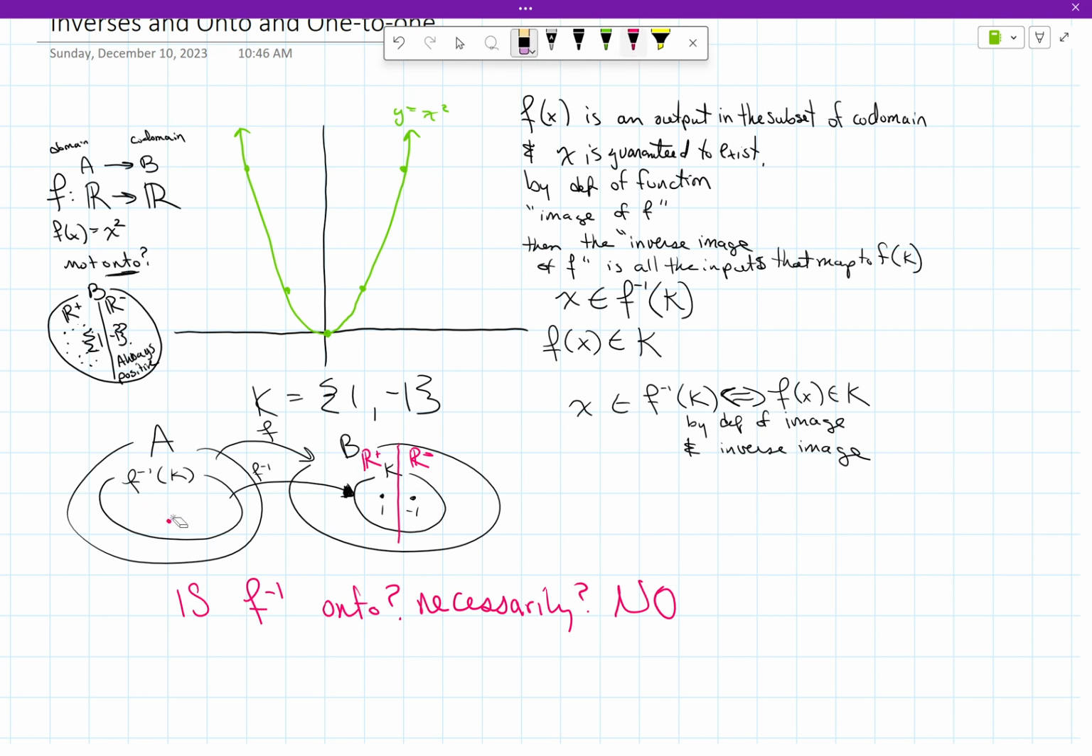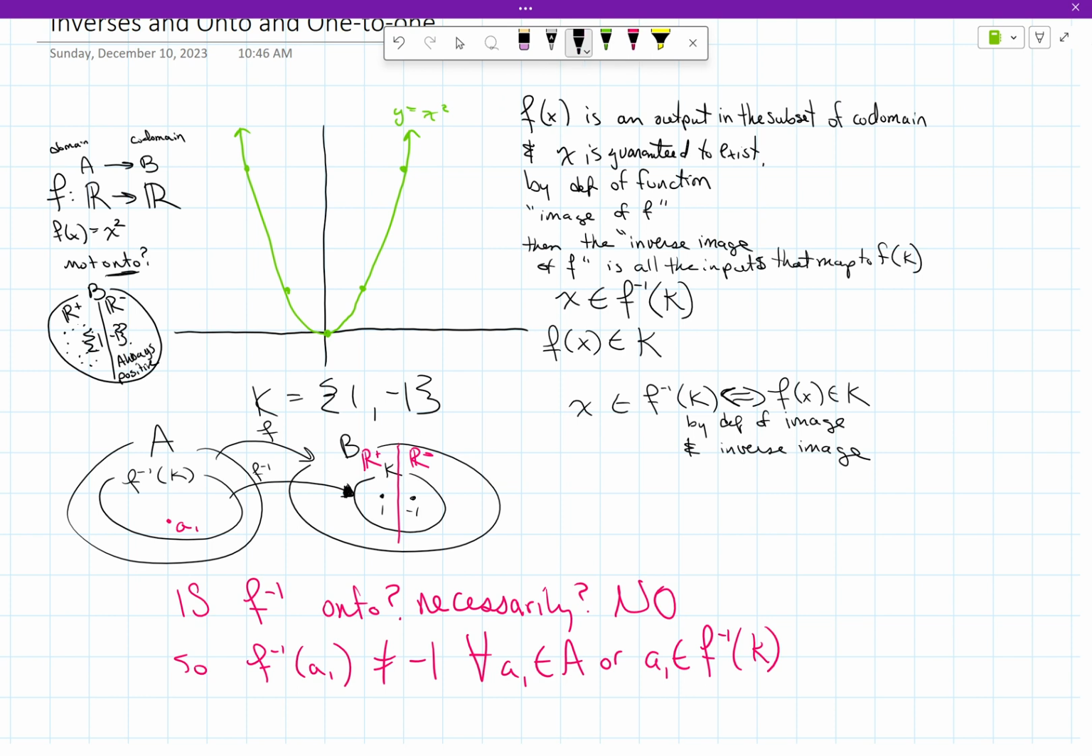So there is no element here, and I'm going to call it an A sub 1. There does not exist a map to here. Nope, that just is not a thing. You can't draw it. It does not exist. So F of A sub 1 does not equal -1 for any A sub 1 in A, or any A sub 1 in the F inverse of K. Just can't happen. So F is not necessarily on-to.